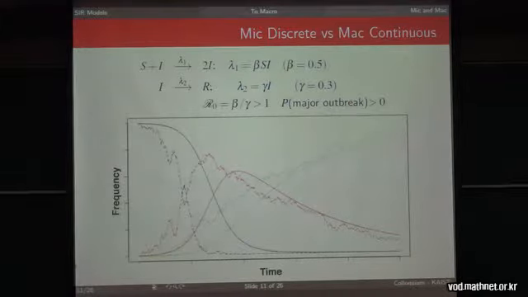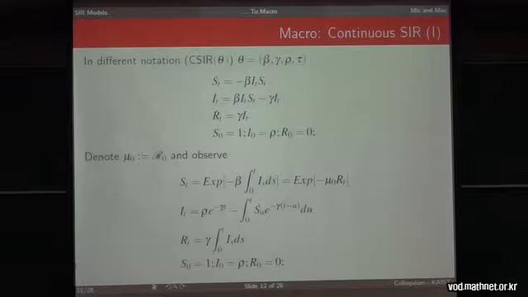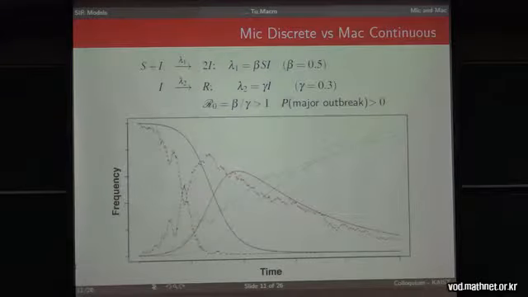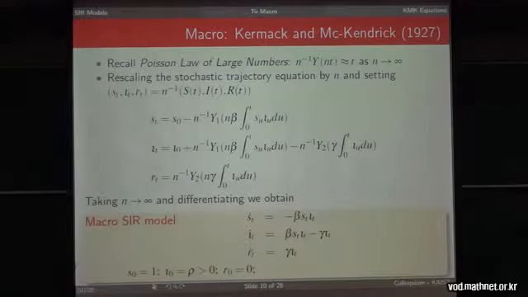So this is a good property, which basically means that if I take my Gillespie-like stochastic process, I will end up in the large n limit with this SIR equation.